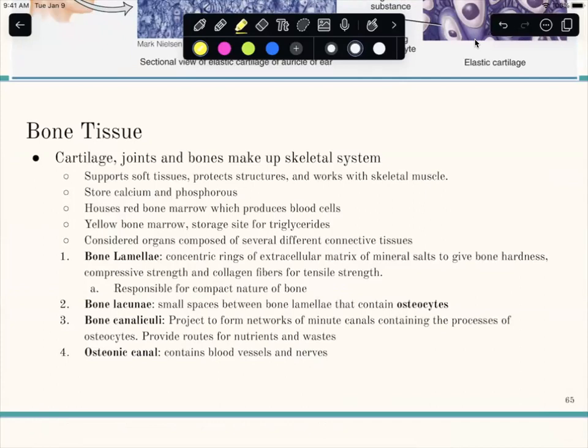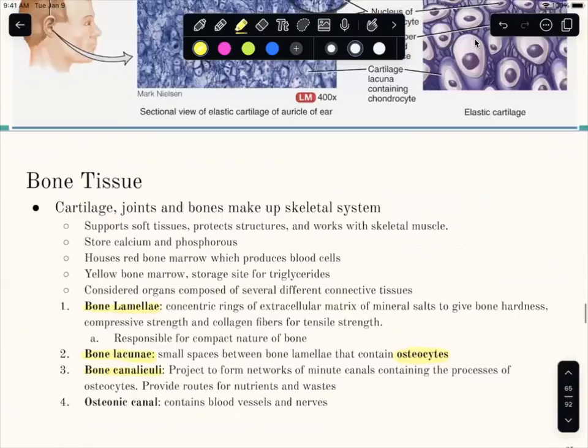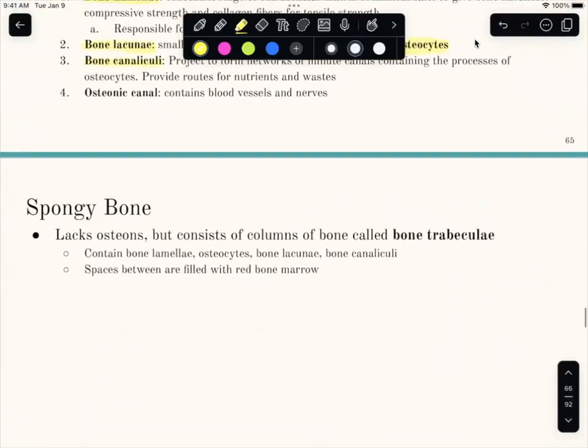Just like cartilage had that lacunae, so does bone. Bone has lamellae. The best way to describe lamellae, think of tree rings. There's canaliculi, these little canals where cells can talk to each other. Cartilage, we had chondrocytes. Bone, we have osteocytes, osteo for bone. There's two different types of bone. There's that compact bone and there's spongy bone.